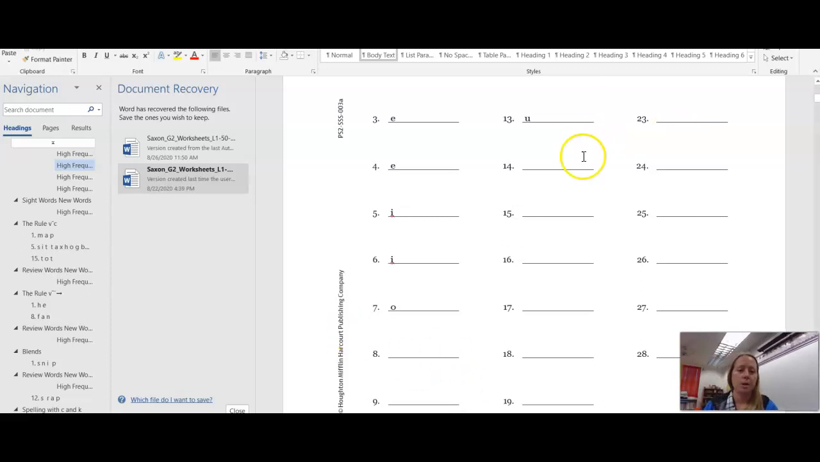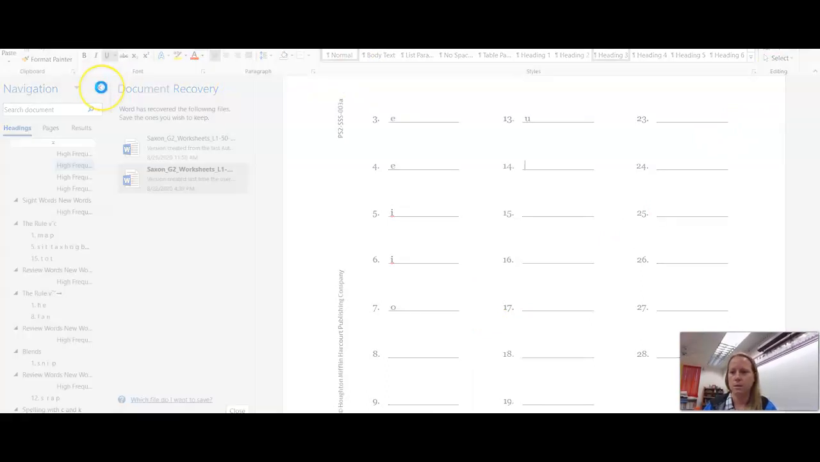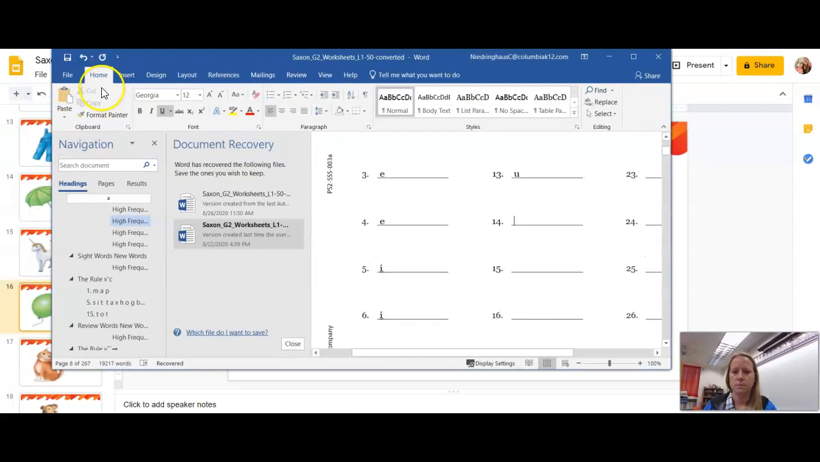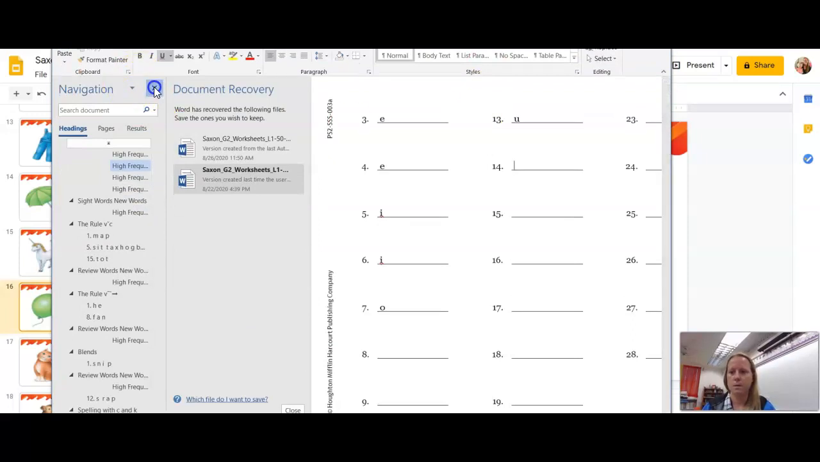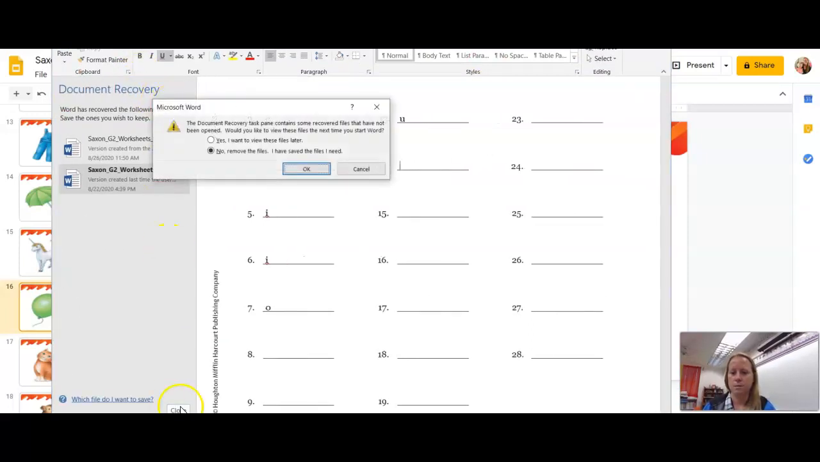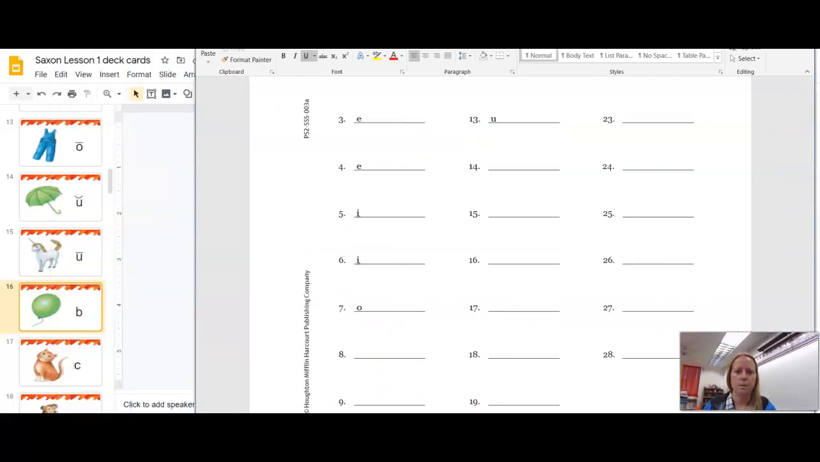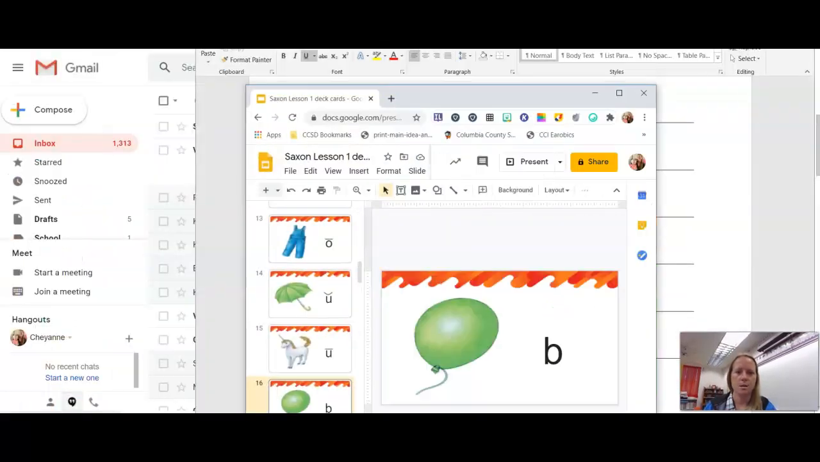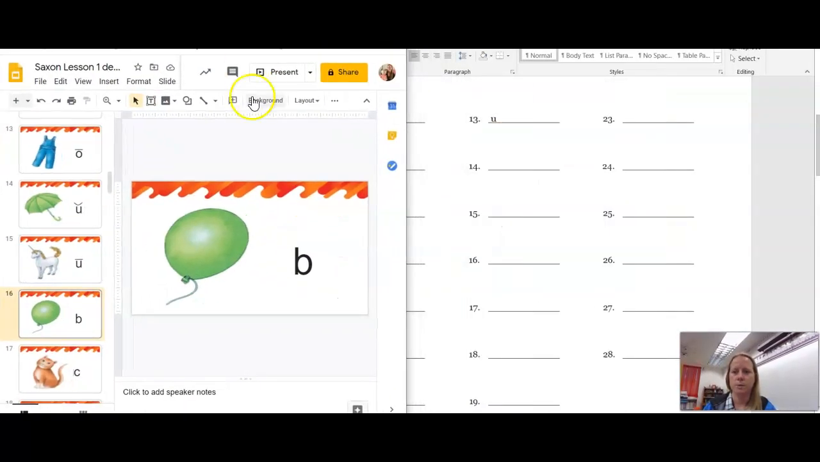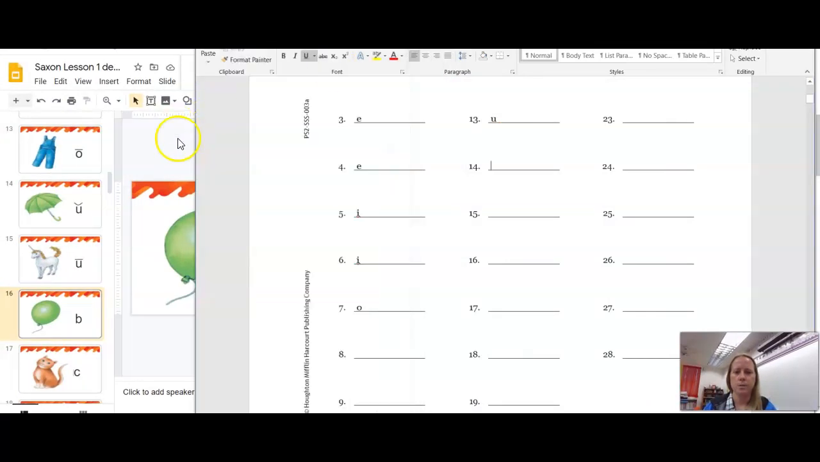All right. So now we're going to go through 14 to 28. I'm going to pull up and make this smaller. Close that out. Okay. Come over here, resize so we can see both the picture cards, and then write the letters on our worksheet.